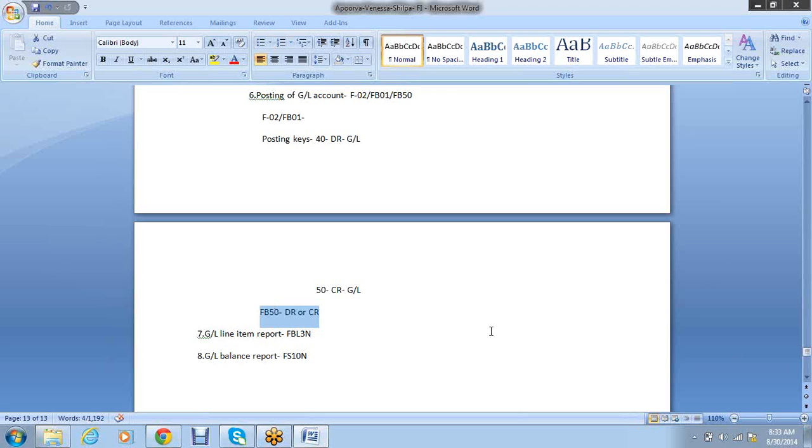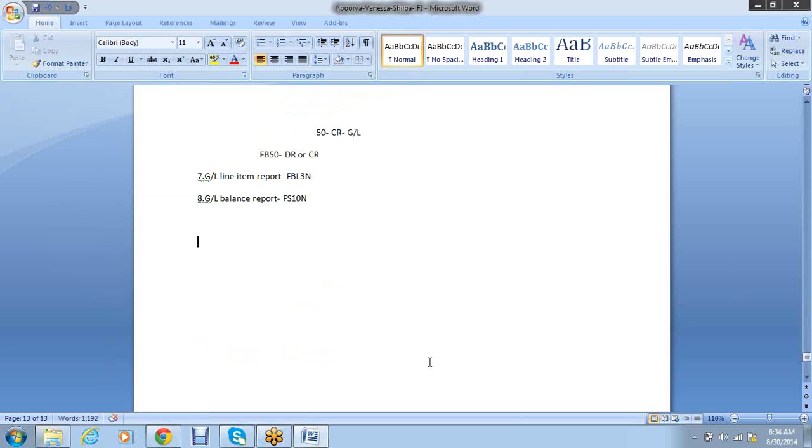Say, for example, a person is selling goods on credit. So let's say our regular entry is debit customer and credit the sales GL account. For debiting the customer, the posting key is 01. And credit sales is a GL account, so it will be 50.